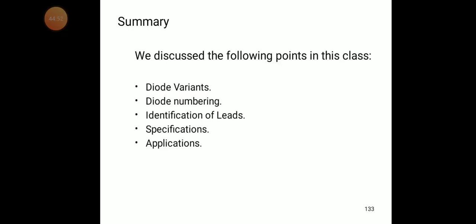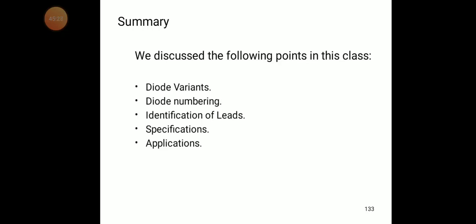Next we discussed the junction properties. What are the junction properties? How does the junction behave? What happens at the junction in forward bias, and what happens in reverse bias? We discussed how the junction breaks at 0.3 volts in forward bias for germanium, and 0.7 volts for silicon.